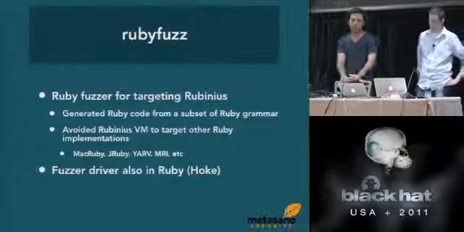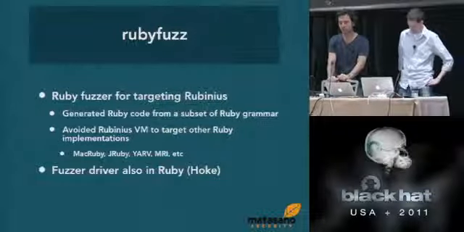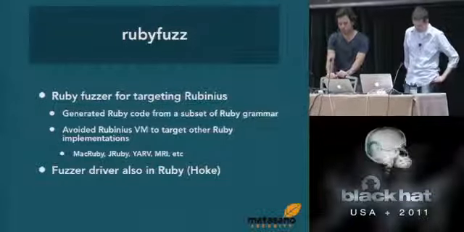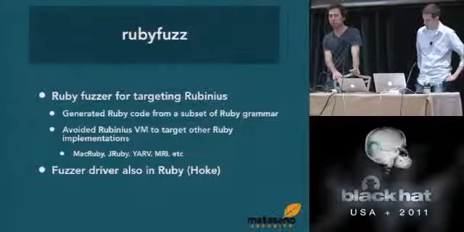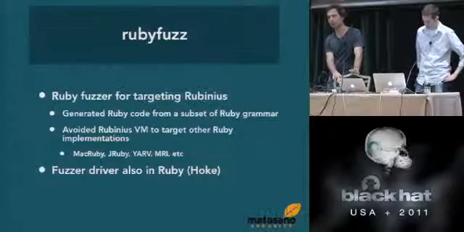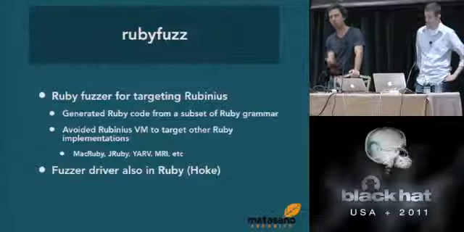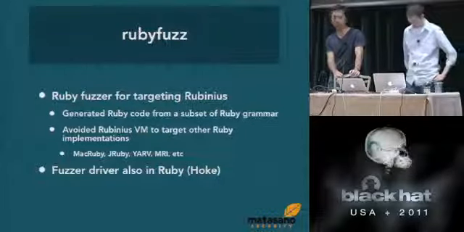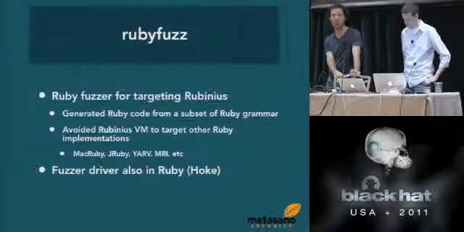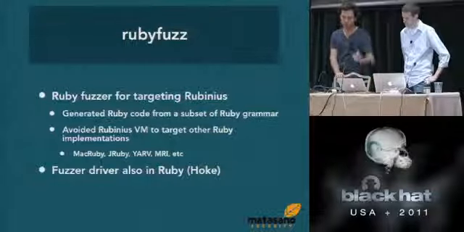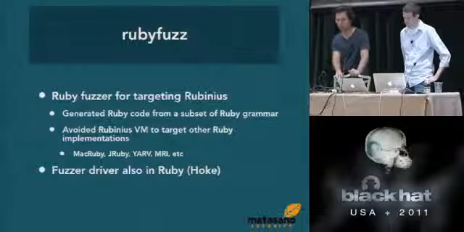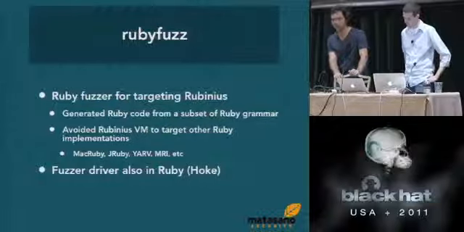The first and simpler fuzzer we wrote was a Ruby fuzzer targeting Rubinius. The Ruby fuzzer actually created valid Ruby code. We could have targeted Rubinius's instruction set directly in its binary format, but that would limit us to targeting Rubinius. Whereas if we write a Ruby generator, we can target any Ruby implementation, including Rubinius, MacRuby, JRuby, Matz's MRI, and pretty much anything. And the driver that we've alluded to earlier is also written in Ruby.